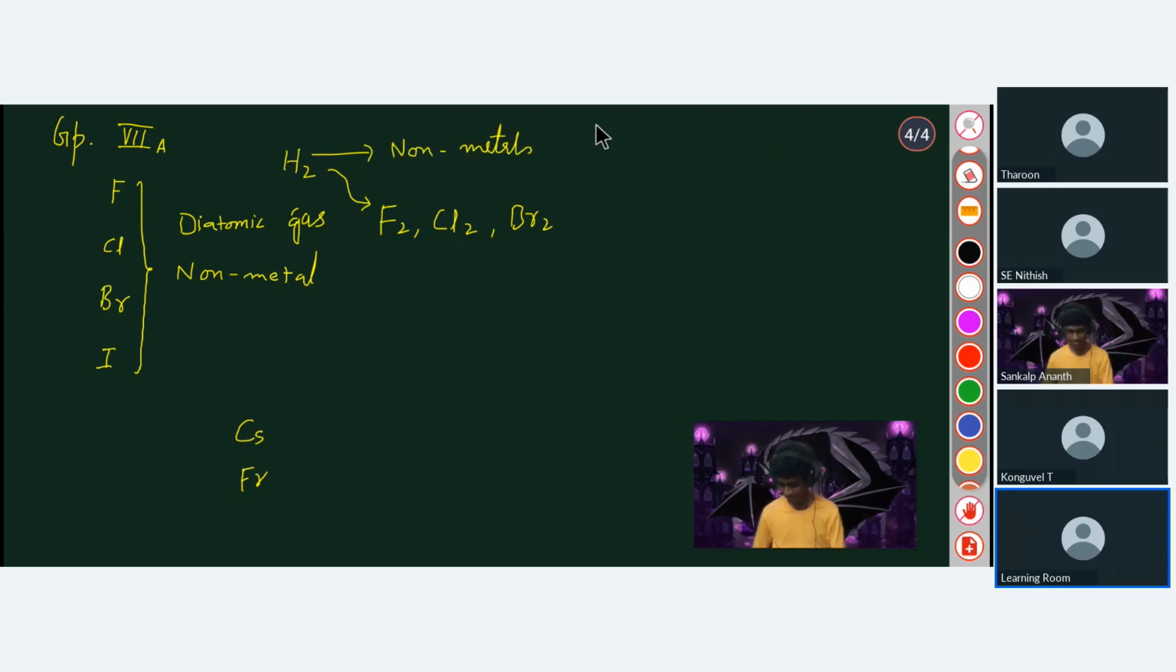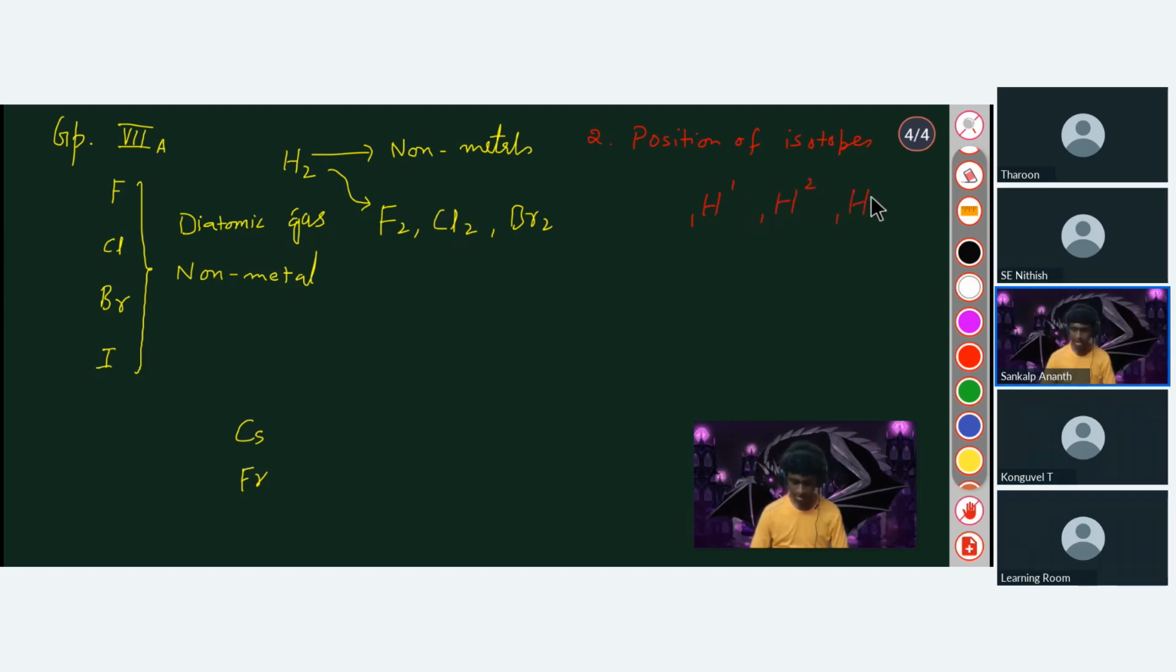Now let's see the second limitation of Mendeleev's periodic table, that is the position of isotopes. Can you tell me what isotopes are? Sir, they have the same atomic number but different atomic mass. Exactly. For example, the isotopes of hydrogen are protium, deuterium, and tritium.